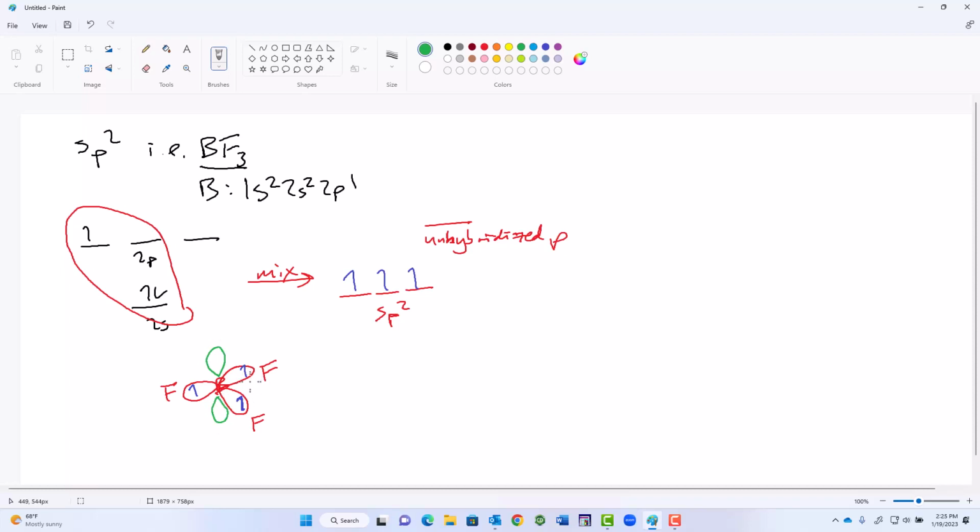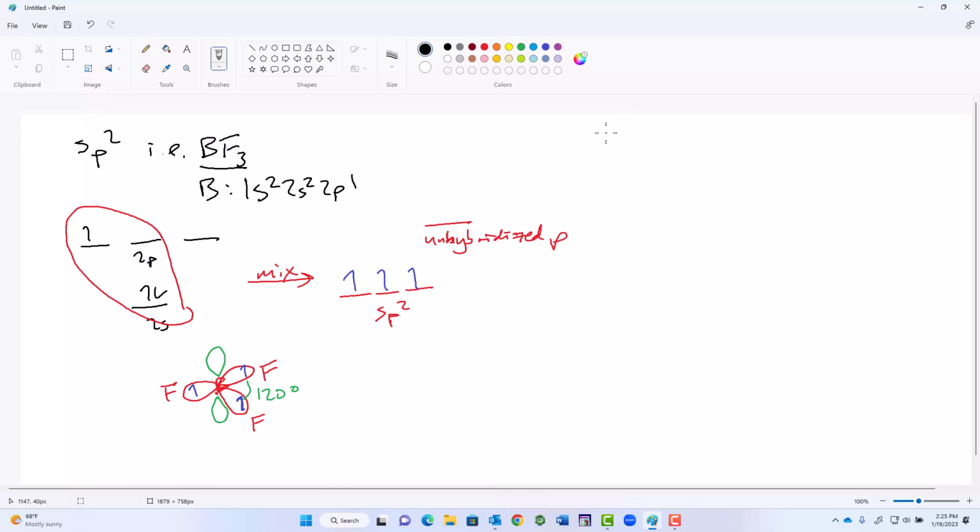This is what makes BF3 or boron-containing compounds Lewis acids. They have an empty p orbital to accept electrons. We see that it adopts a trigonal planar geometry. Again, the geometry here indicates that it's 120 degrees, and that would be consistent with an sp2 hybridized center.